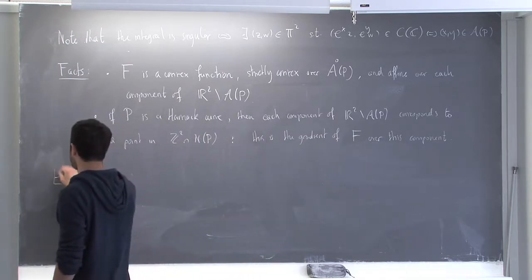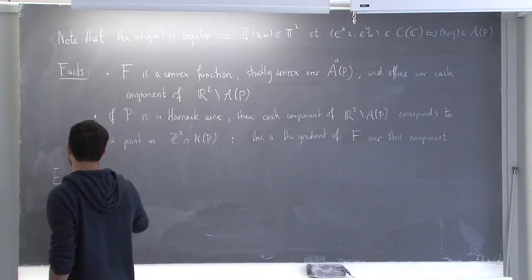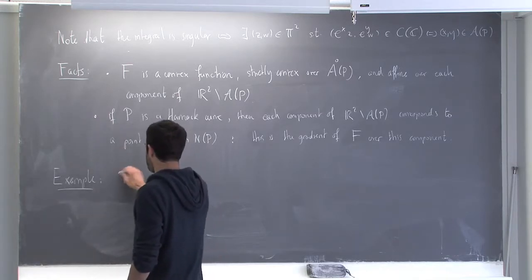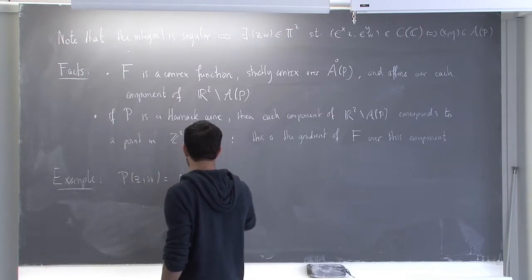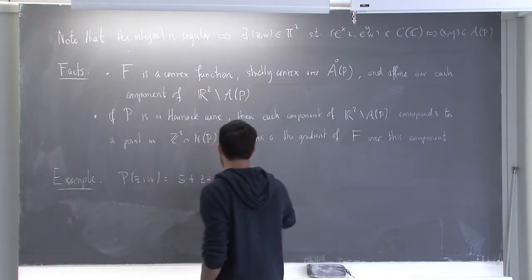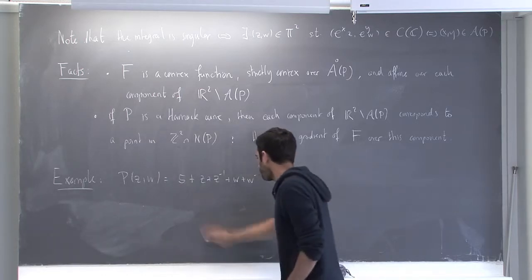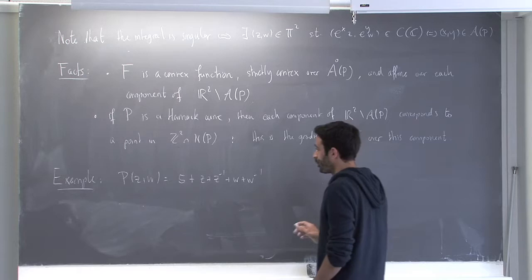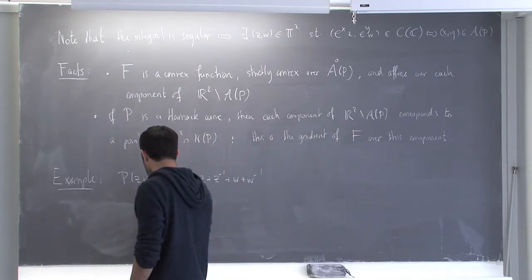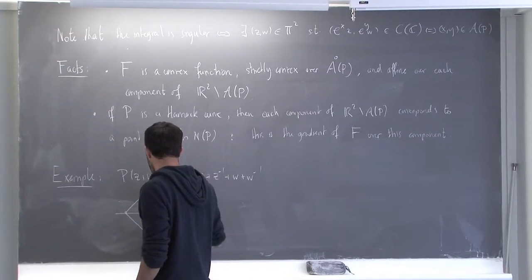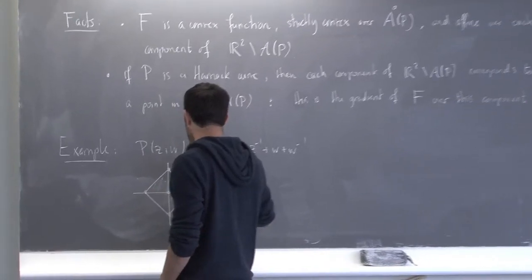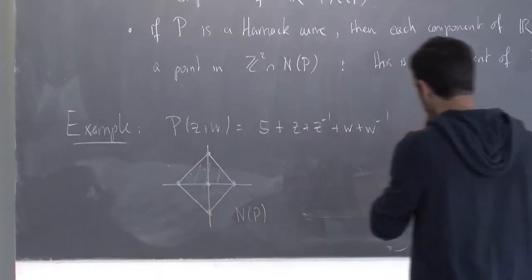Let me give you an example. So let's take P(z,w) equal 5 plus z inverse plus w inverse. Okay, so let me draw again the Newton polygon. Okay, this is N of P.